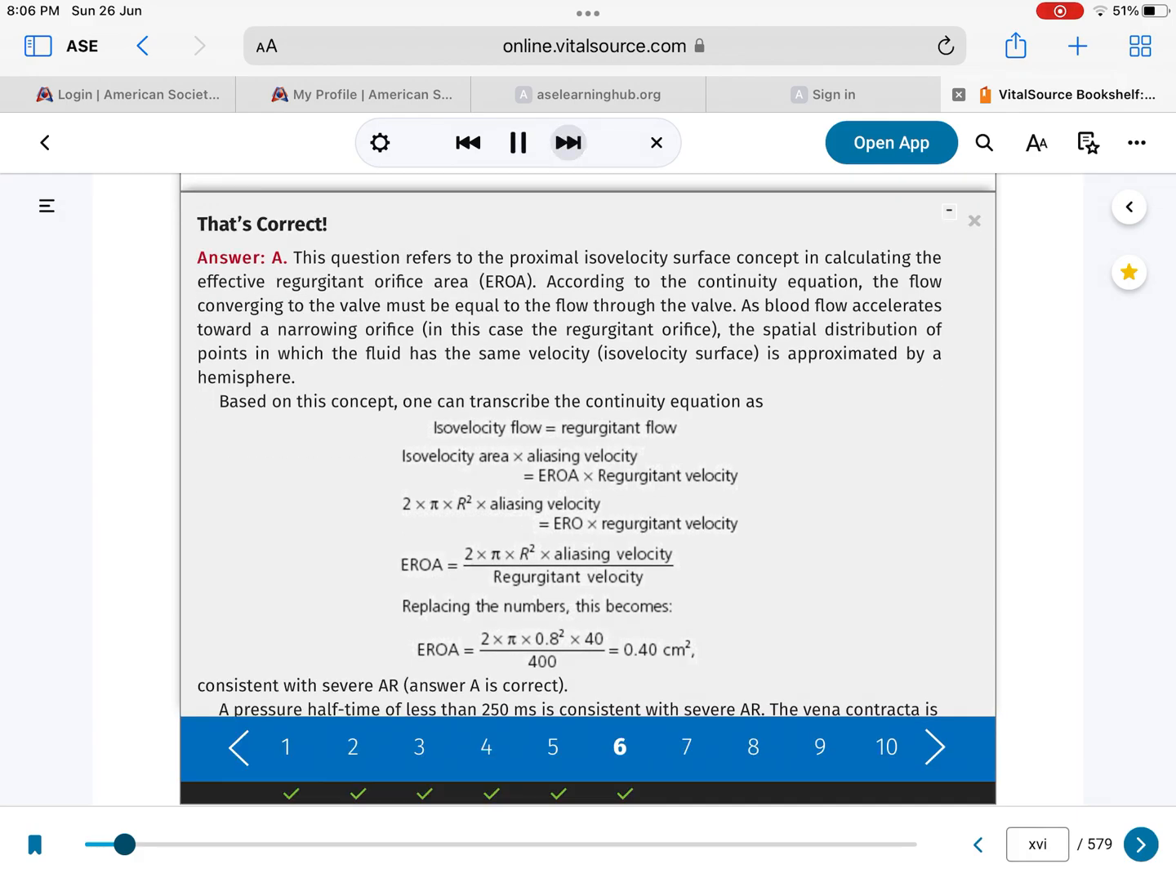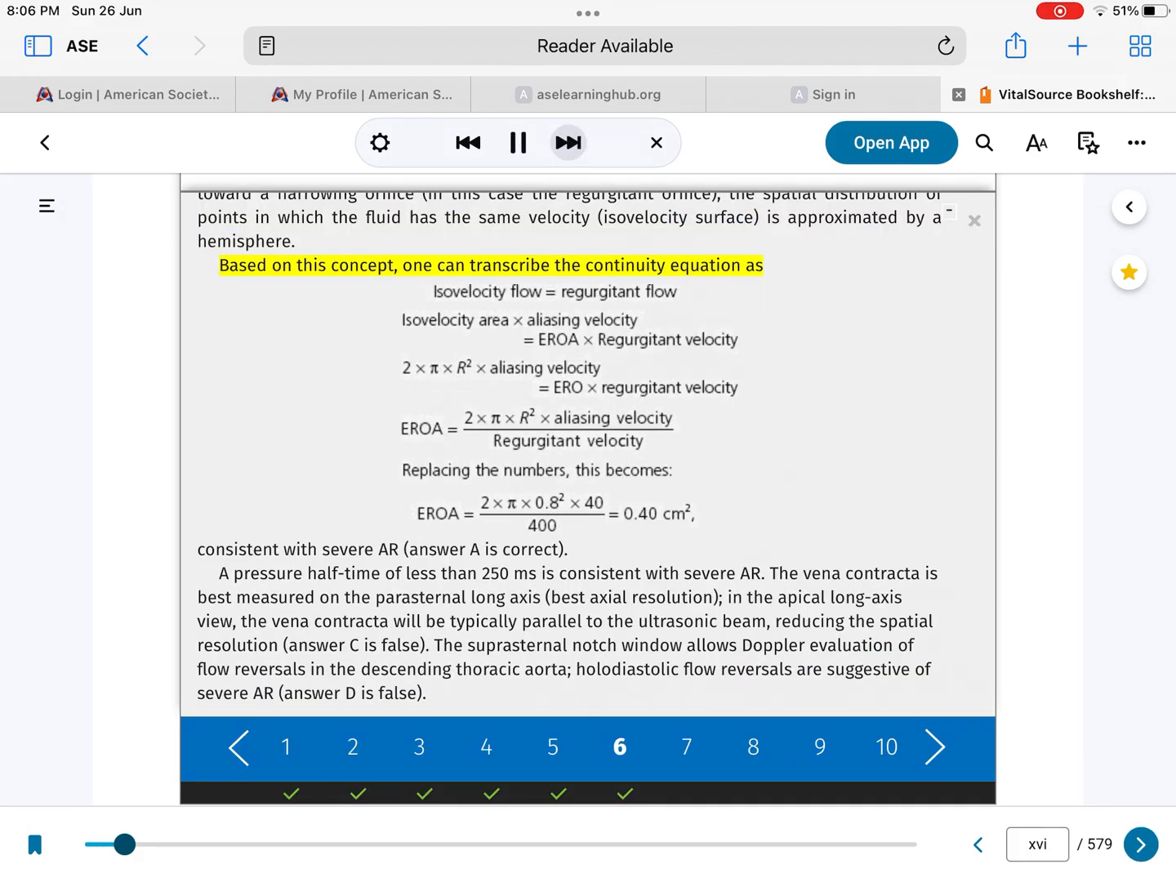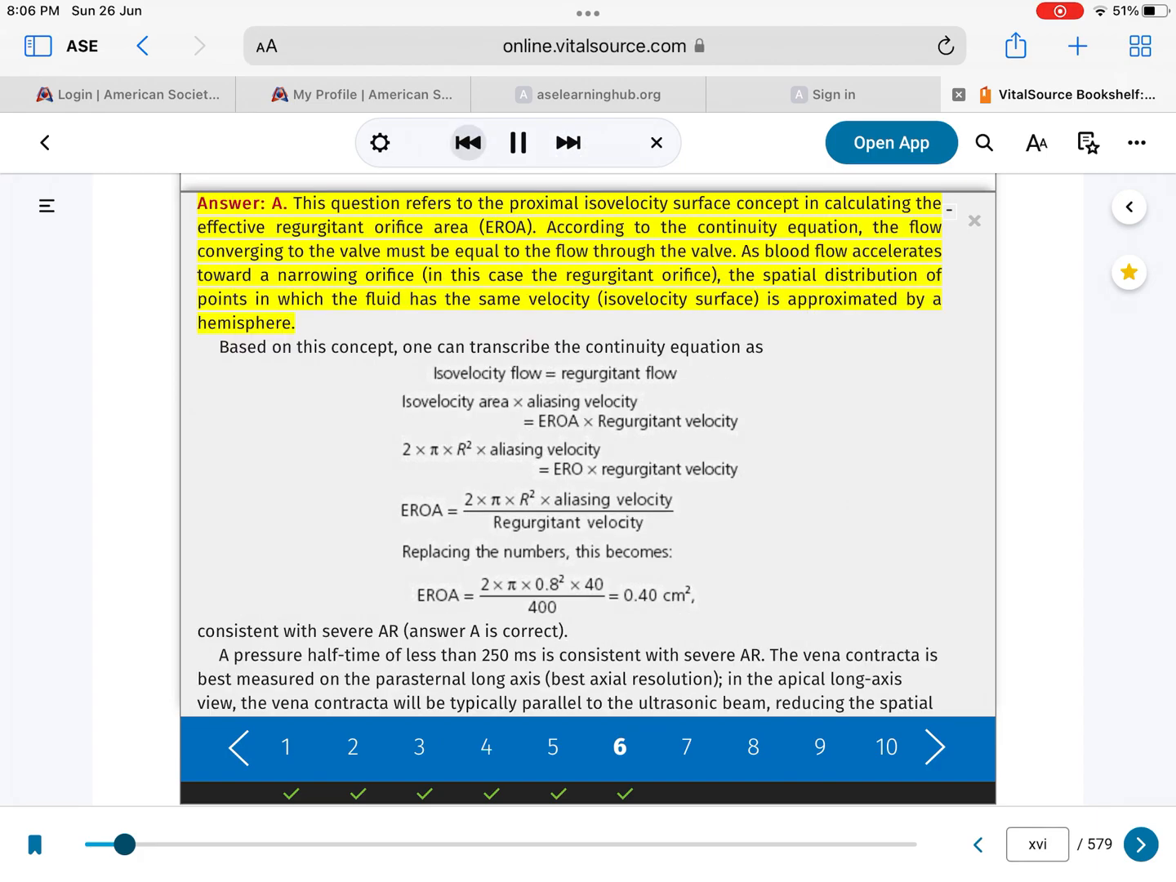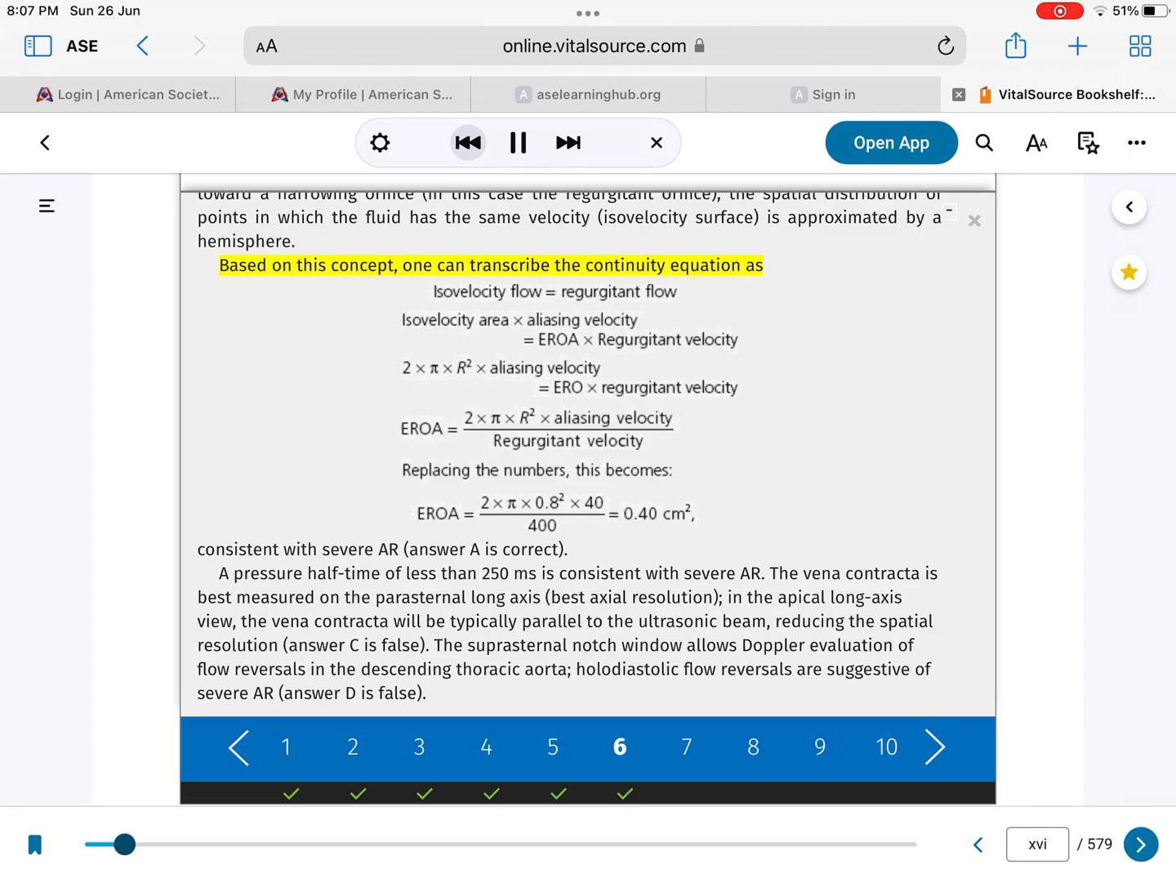Chapter 16. Answer A. This question refers to the proximal isovelocity surface concept in calculating the effective regurgitant orifice area, EROA. According to the continuity equation, the flow converging to the valve must be equal to the flow through the valve, as blood flow accelerates toward a narrowing orifice, in this case the regurgitant orifice. The spatial distribution of points in which the fluid has the same velocity, the isovelocity surface, is approximated by a hemisphere. Based on this concept, one can transcribe the continuity equation as consistent with severe AR.